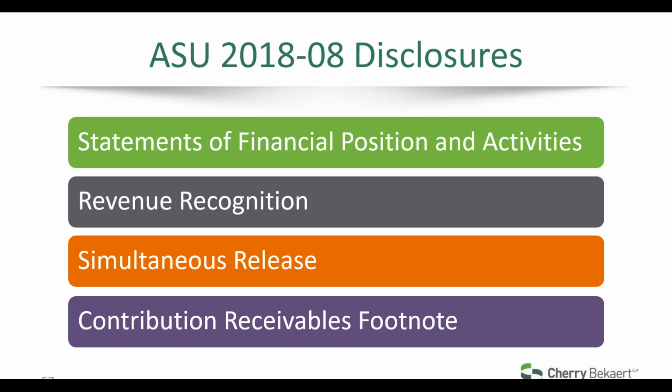The disclosures for ASU 2018-08. One of the things, if we could step back here, if you remember I said that one of the biggest impact areas is that a lot of private gifts and grants, and government grants, may trigger or fall into contribution accounting. One of the good things that comes out of this, though, is that it does not require you to change the titles of things.